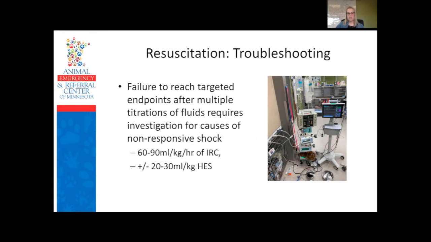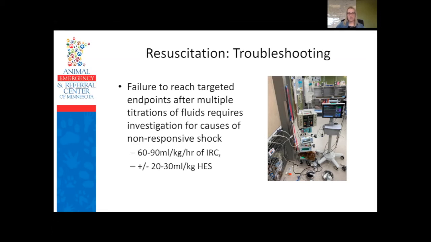Typically, that multiple titration of fluids refers to, and here's where our traditional shock dose comes back in, about 60 to 90 mils per kg per hour of an isotonic replacement crystalloid, plus or minus about 20 to 30 mils per kg of a hydroxyethyl starch product if you're using one in that patient. If you're not reaching your endpoint parameters after that, you kind of need to start looking to figure out why this may be going on in your patient.